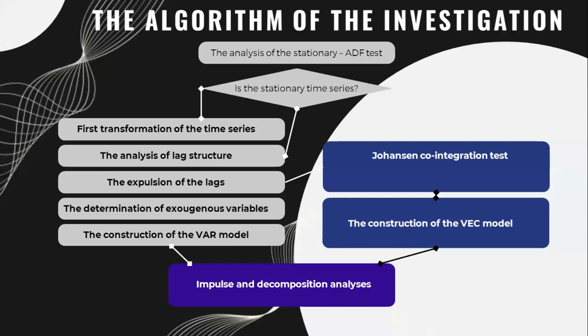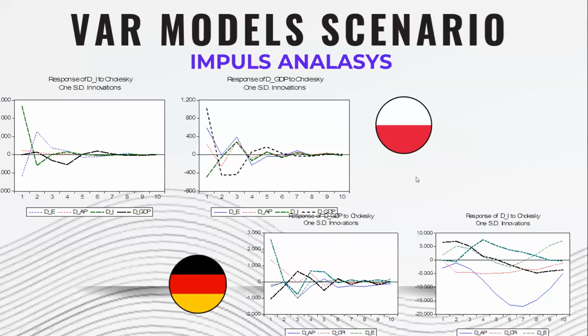For the investigation, we used the following algorithm. On the left side, you can see the algorithm for the construction of the VAR model, and on the right side, you can see the algorithm for the construction of the VEC model. After constructing these models, we used impulse and decomposition analysis. You can see two different types of impulse analysis for the Polish and German economies in different parts.